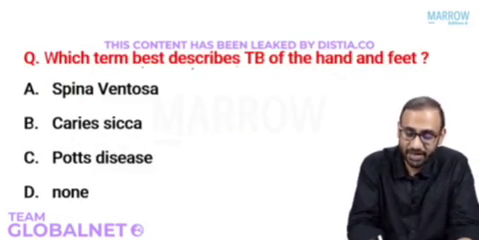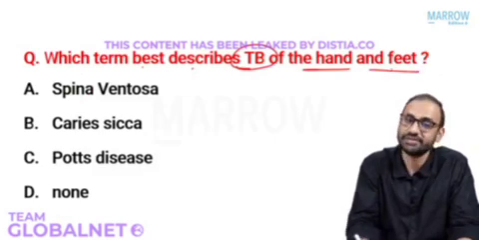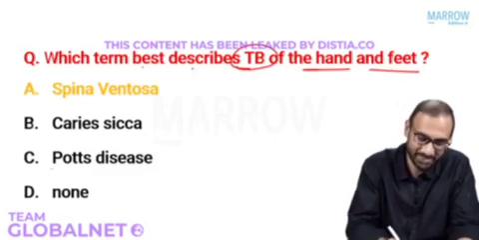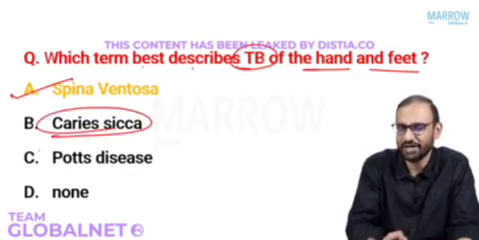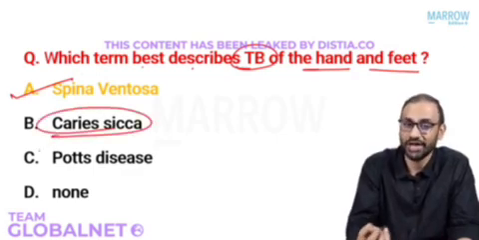Which term best describes tuberculosis of the hand and feet? Please tell me. Yes, it is spina ventosa. And caries sicca is dry TB affecting the shoulder, non-exudative.